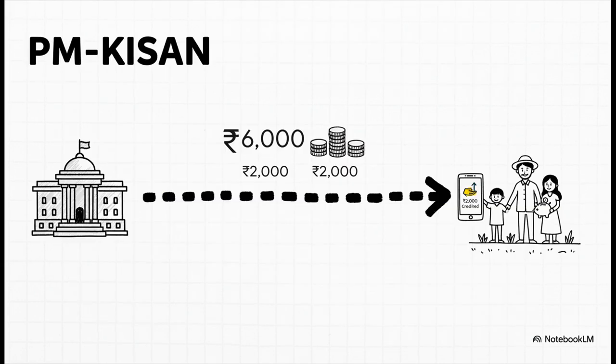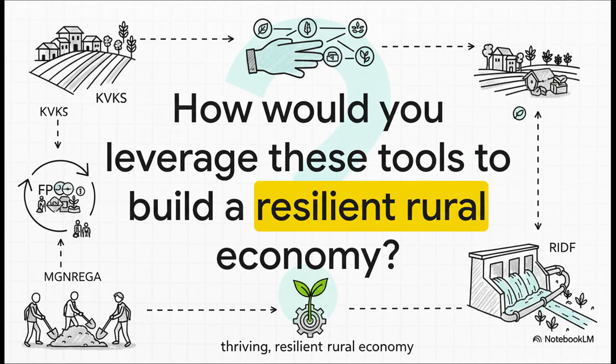And finally, we have PMGSY. Now, this one's different. It's all about direct income support. It transfers 6,000 rupees a year, split into 3 payments, directly into the bank accounts of farmer families. No strings attached. Wow, we've covered a ton of ground in a very short time.